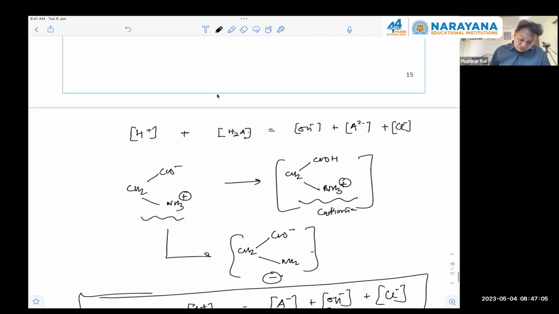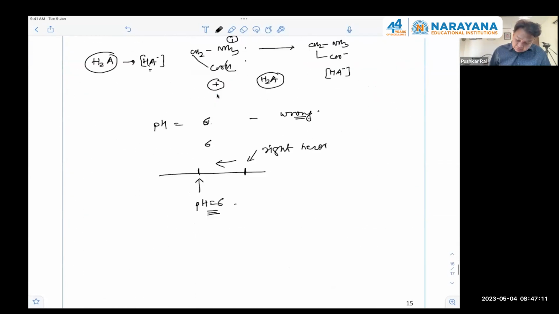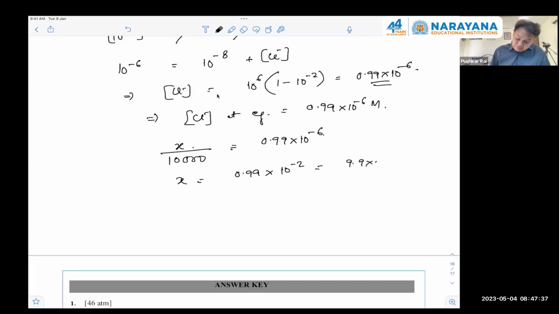Now you have added some water into this one. How much water has been added? 10,000 liters of water. So what amount have you added? Let's suppose that X moles have been added, divided by 10,000 liters, equals this concentration, 0.99 into 10 to the power minus 6. So this X is 0.99 into 10 to the power minus 2, which is 9.9 into 10 to the power minus 3 mole must be added, and that is equal to 9.9 millimole. Have you done it like this?